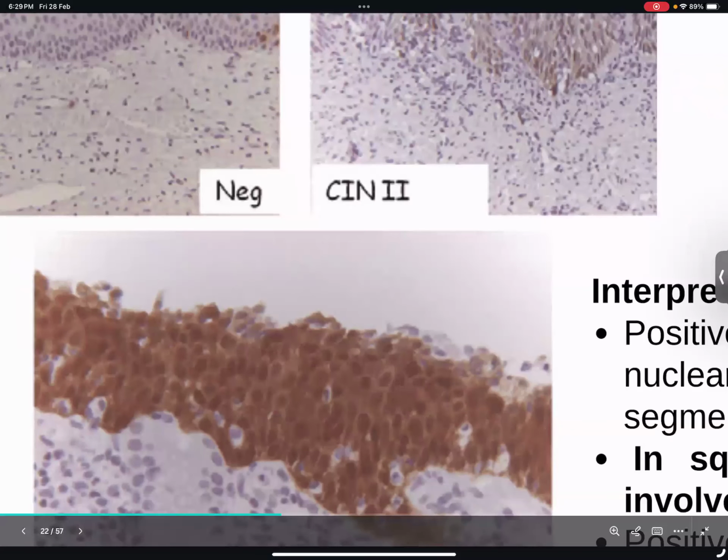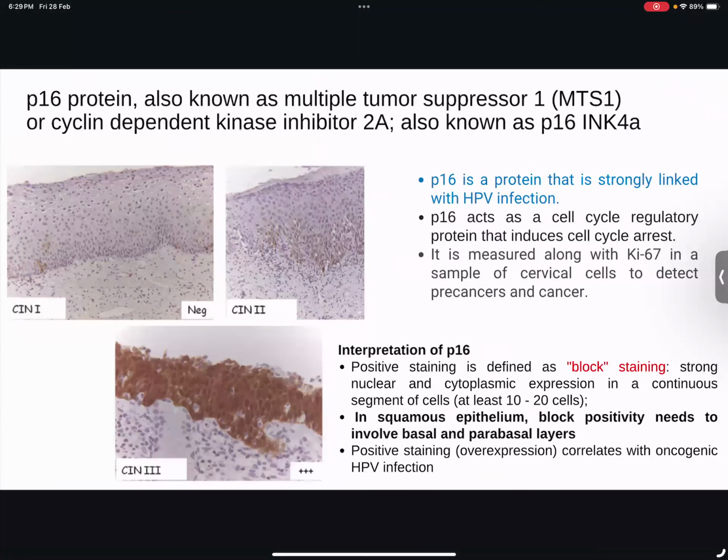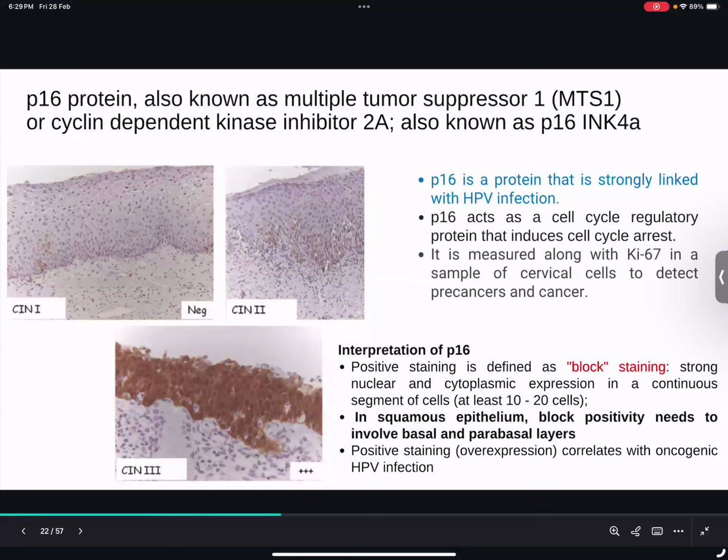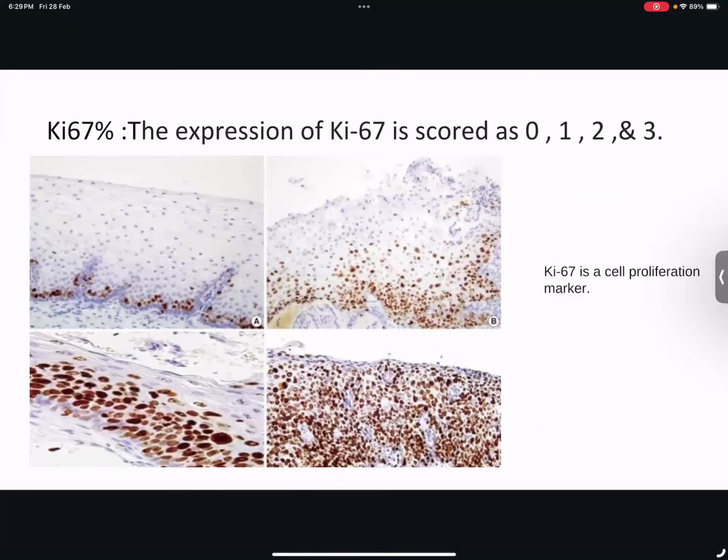So there is overexpression of P16. In squamous epithelium, block positivity involves the basal and parabasal cells. So we can differentiate whether this is a low grade or high grade dysplasia.